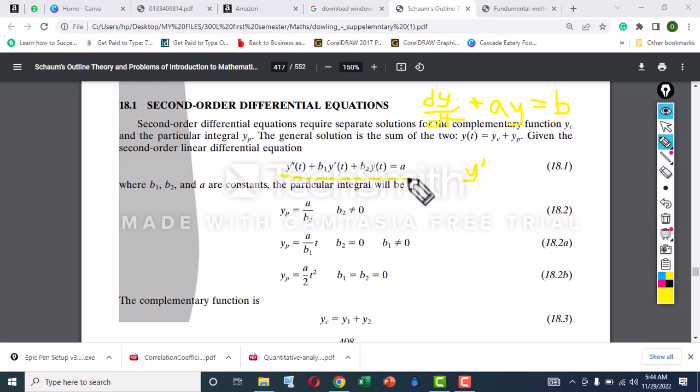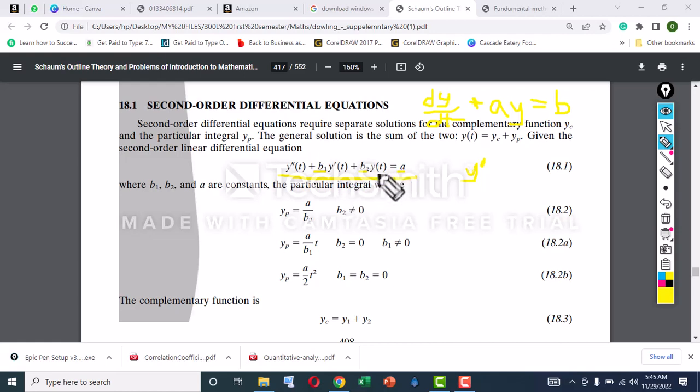But for second order, this is the new look. Instead of just y prime, we have y double prime, telling us that it's second order. So y''(t) plus b1 y'(t) plus b2 y(t) equals a. Now we don't have just a and b again. We have a here, but we have b1 and b2. So that's the form of a second order differential equation. Your first aim is to know what is our b1, what is our b2, and what is our a. That's your aim in your questions. Whenever you see your question, that's what you are targeting.